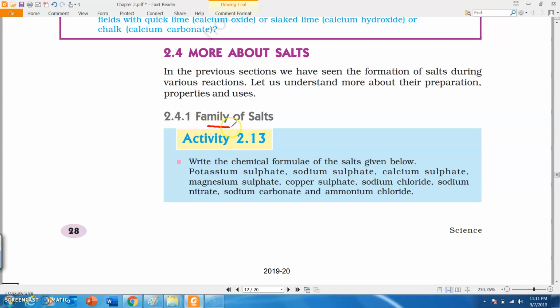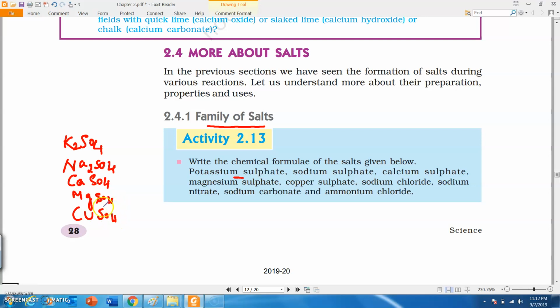This is a family of salts. Write the chemical formulas of salts. Potassium sulfate, K2SO4. You have to learn all these formulas. Next, sodium sulfate, Na2SO4, and then calcium sulfate, CaSO4, and magnesium sulfate, MgSO4, and copper sulfate, CuSO4.